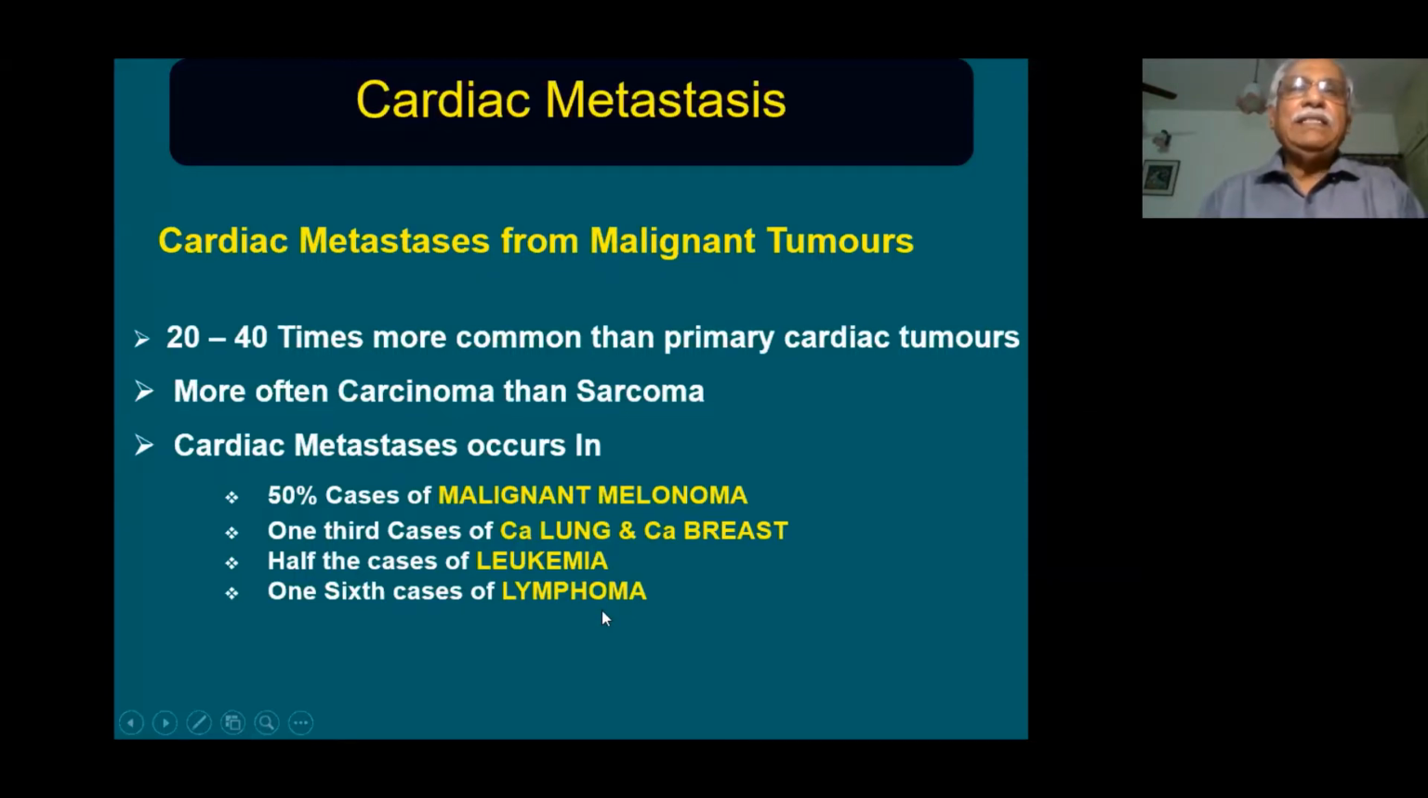So a malignancy anywhere inside the body can metastasize to the heart and produce a cardiac mass, except the one which is inside the brain. The central nervous system brain tumors are the ones which do not metastasize to other parts of the body. Otherwise, any other part of the body which is affected by a malignant tumor can throw secondaries to various organs, including the heart.